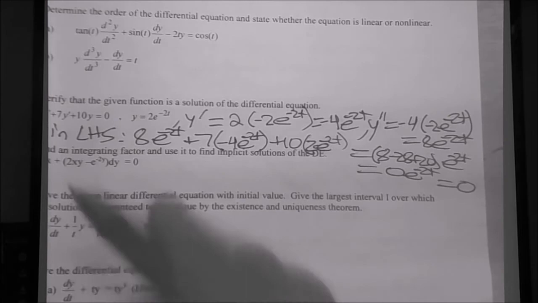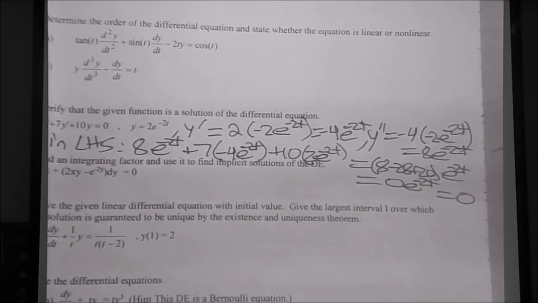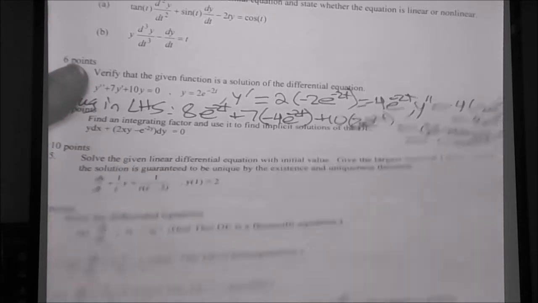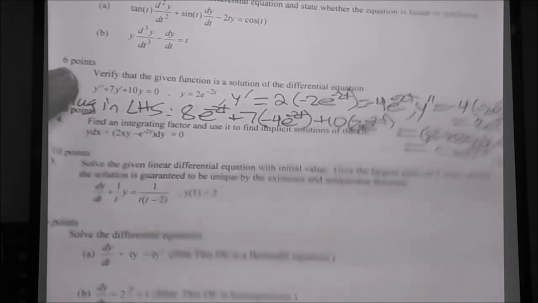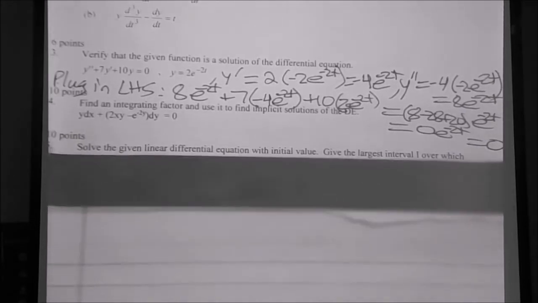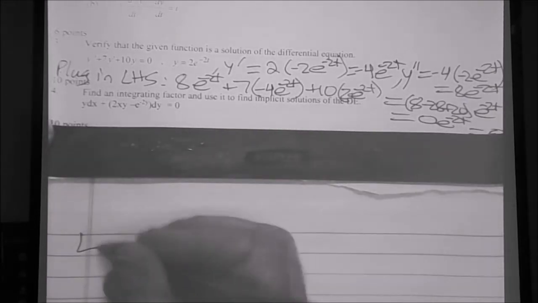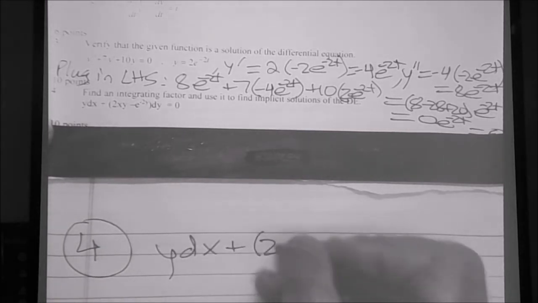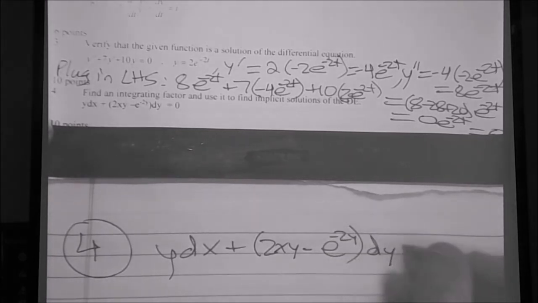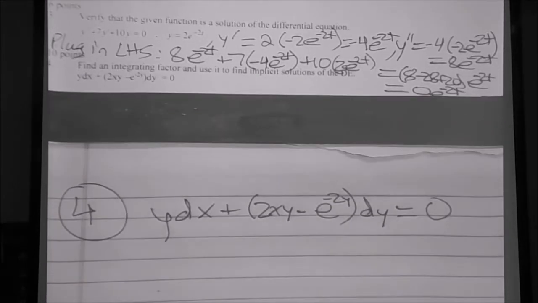All right, how about this? Find an integrating factor on number 4 and use it to find implicit solutions of the DE. Implicit is good. It means you don't have to write explicitly y as a function of t. You just have to find an equation relating t and y that defines a curve as a solution. So how about that one? Number 4, y dx plus (2xy minus e to the minus 2y) dy equals 0. Find an integrating factor for that.